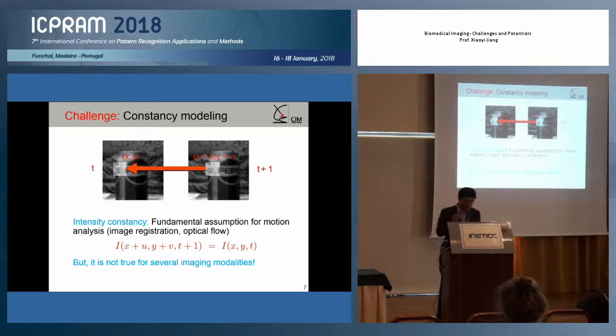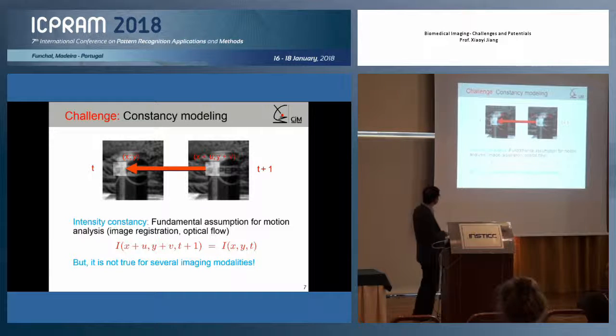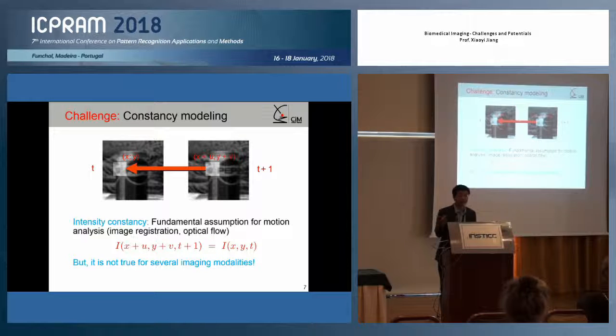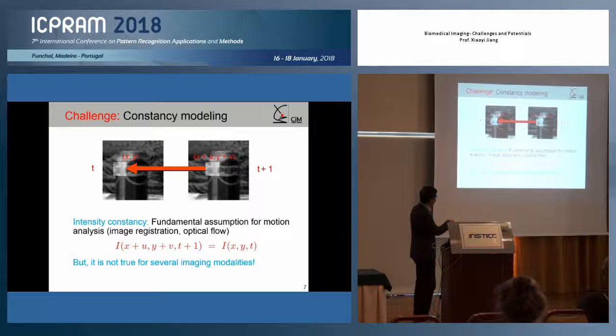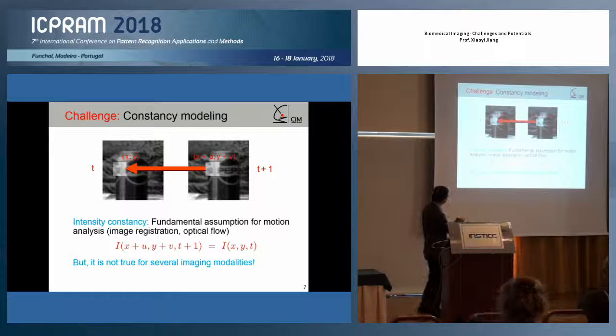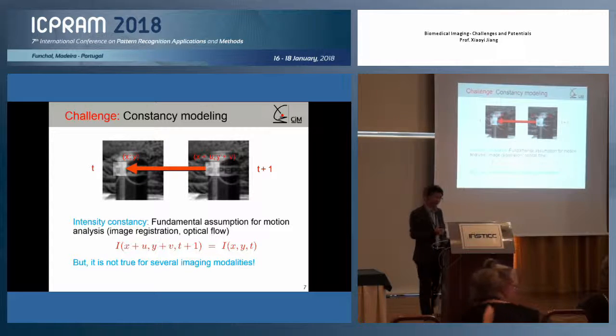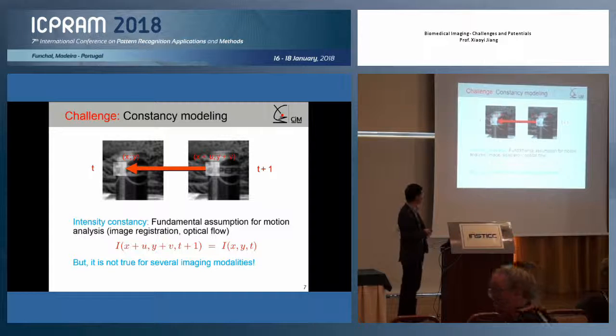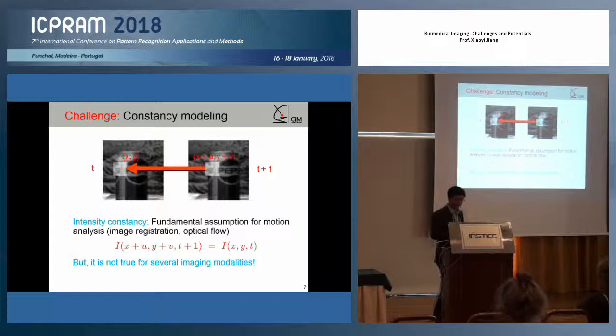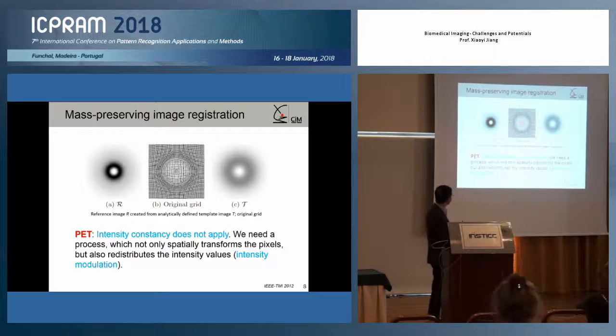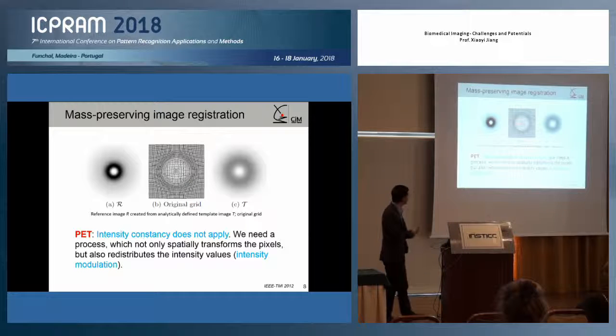The issue here is, for motion analysis, there is a very frequently used assumption, the so-called intensity constancy. It's a very simple one. Basically, it means that despite motion, the intensity or color doesn't change. You see here, at position x, y, at time t, you have this intensity. At the next time, it moves to x plus u, y plus v, and the intensity remains more or less constant, because we need some constraints to solve the mathematically ill-posed problem. This is widely assumed in the literature, but it can easily be shown that it does not apply to several imaging modalities. I will show you at least one or two such situations.